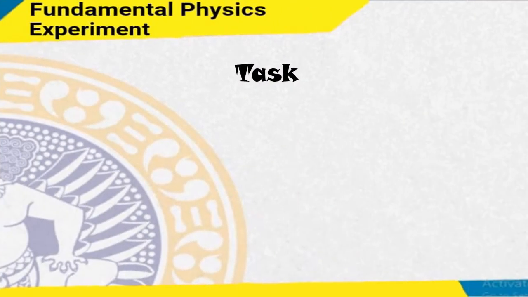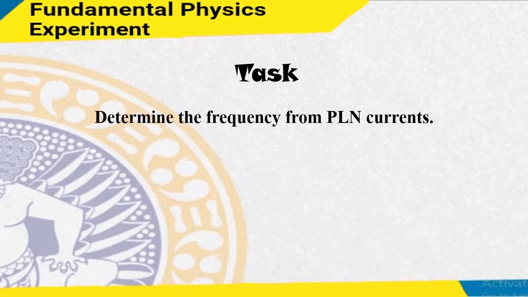Okay everyone, this is your final task. You have to determine the frequency of the PLN current from your experiment data. Then you have to compare it with the real PLN frequency value that you already know.